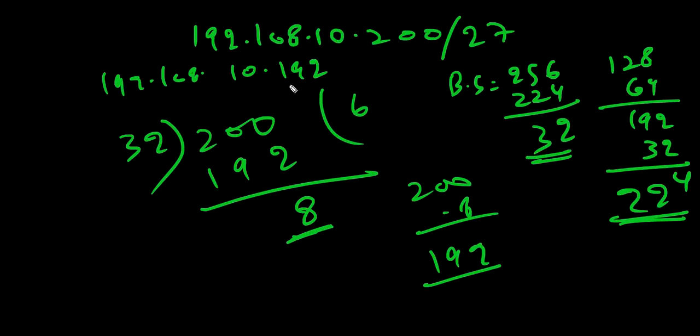So in the same way, you can calculate the network ID of any IP address, right? You need to find the block size only. After that, divide the value which is present in the last octet by your block size, okay? Then if you get some remainder over here, you need to subtract that value from the value which is present in the last octet, then you will get the network ID. Fine.